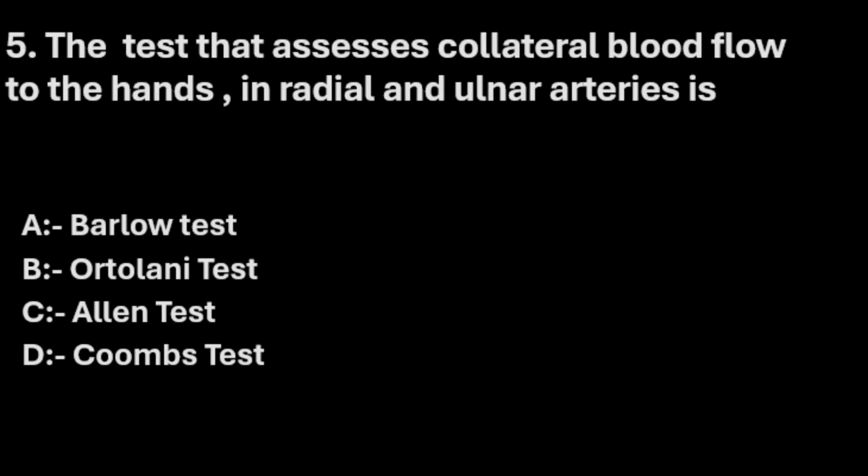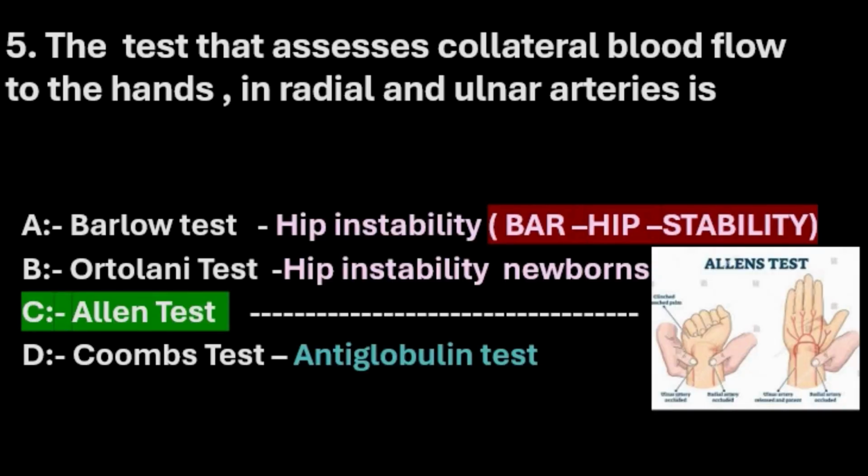Next question, the test that assesses collateral blood flow to the hands in radial and ulnar arteries is option A, Barlow test, option B, Ortolani test, option C, Allen test, and option D, Coombs test. Let us see the right answer. The right answer here is option C, Allen's test. You can see the figure here. This is Allen's test, which assesses the collateral blood flow to the hands, radial and ulnar arteries.